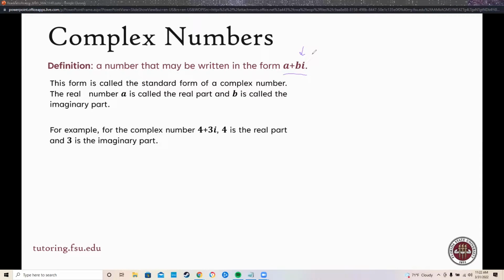This is probably the most important thing you would learn in complex variables, because it's like the one algebra technique you'll need to do when evaluating real numbers. They say a is the real part and b is the imaginary part. So in this example of 4 plus 3i, 4 here would be the real part, and 3 here would be the imaginary part.